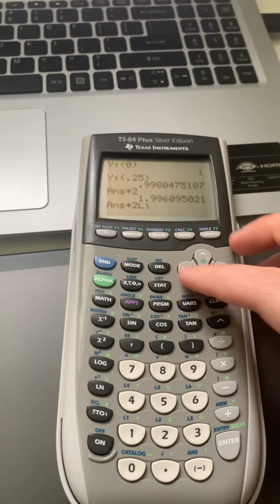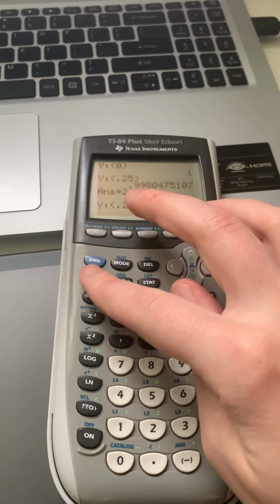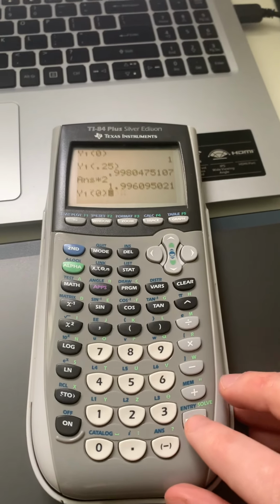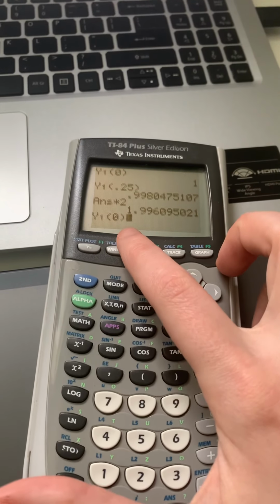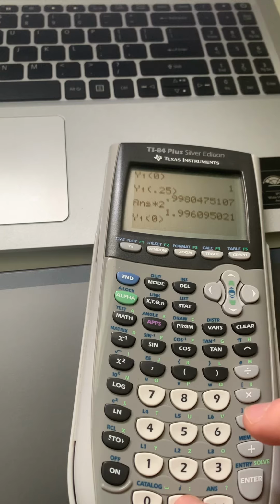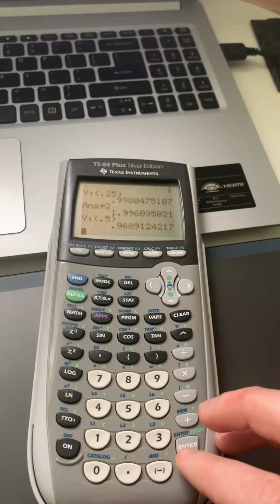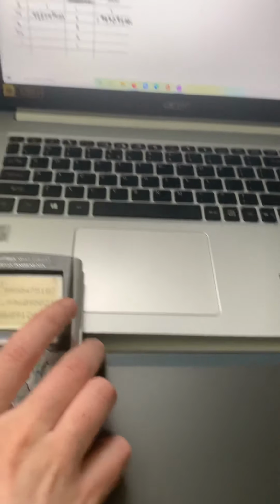Now, instead of going back into vars, I can hit second entry and hit second entry again. Oh, no, shoot. Second, enter, second, enter. So now I've got that y sub 0 back, which is perfect. So this time I want to do 0.5 for my half. That's the next value that I need.